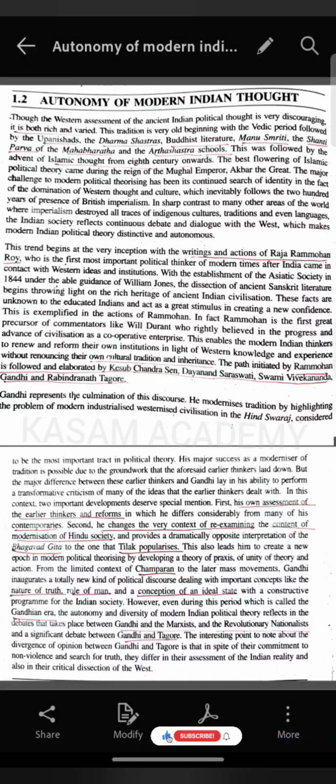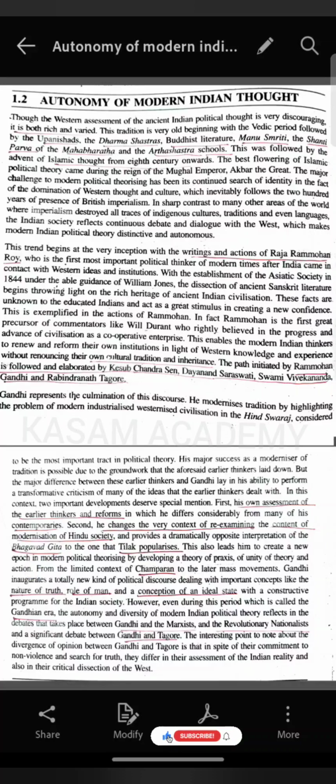Today we are going to discuss the course MGP 004, Gandhi's Political Thought, on the autonomy of modern Indian thought. What is meant by autonomy? Autonomy means freedom. How is the freedom of modern Indian thought, from ancient times, understood as per Gandhi's view? Here we are going to discuss.